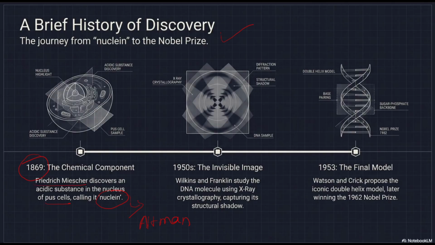Years passed. In the 1950s, Wilkins and Franklin studied the DNA molecule using X-ray crystallography, capturing its structural shadow. With the help of this X-ray crystallography, Watson and Crick in the year of 1953 proposed the iconic double helix model of the DNA. And for this, Watson, Crick and Wilkins were awarded the Nobel Prize in the year of 1962.